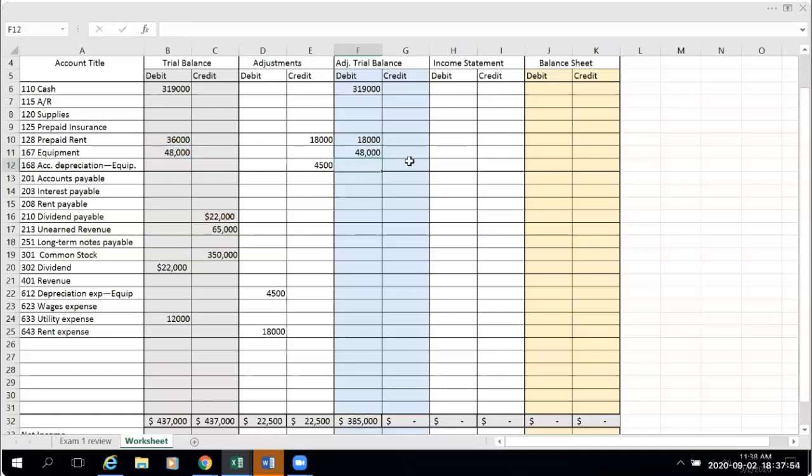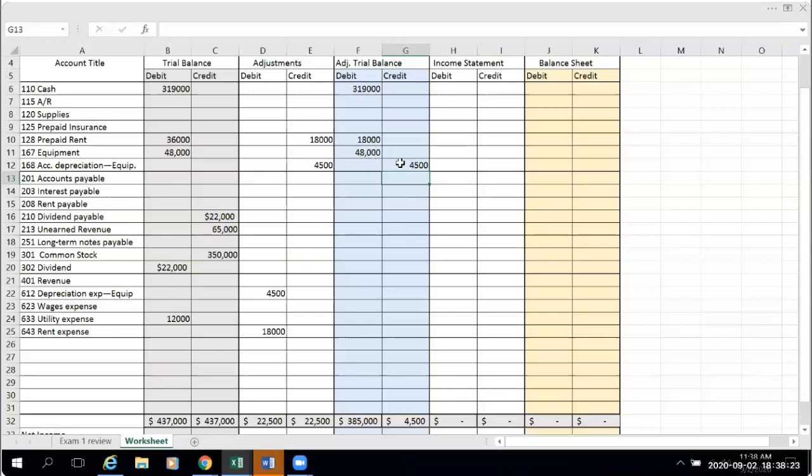And accumulated depreciation equals to the original balance, whatever is in here, which was 0, plus 45, enter. So my accumulated depreciation will be recorded in here.